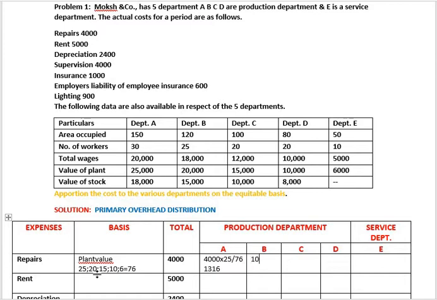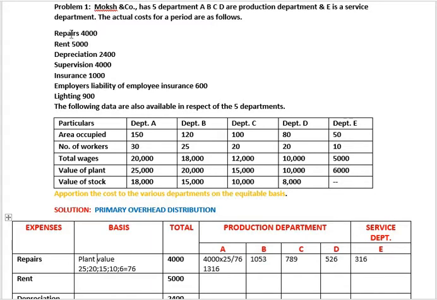You will get 1,053. Similarly, 4,000 into 15 by 76, you will get 789. For department D, 4,000 into 10 by 76, you will get 526. And department E is a service department, so you will get 360. So this is the first expense that we have distributed to all the departments. I think you can understand this expense: repair is related to the asset, and for the asset we have the value of plant.